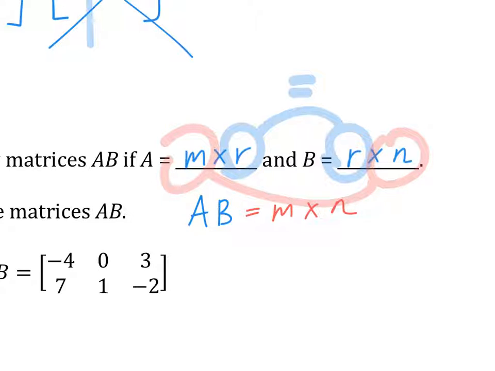Okay, so you can only multiply them together if the two numbers in the middle are exactly the same. If you do multiply them together, the size is the two numbers on the outside. All right, let's practice.